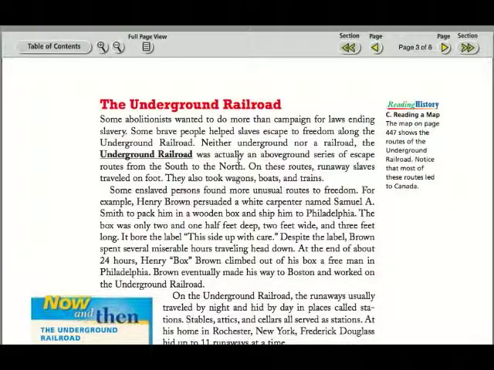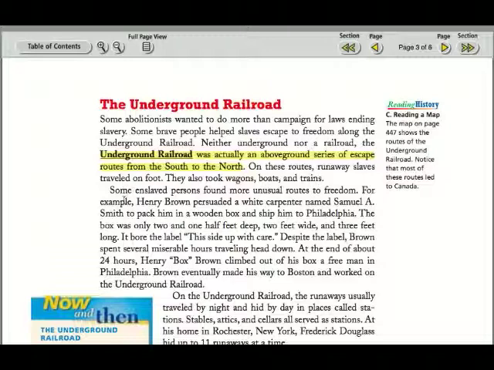The Underground Railroad. Some abolitionists wanted to do more than campaign for laws ending slavery. Some brave people helped slaves escape to freedom along the Underground Railroad. Neither underground nor railroad, the Underground Railroad was actually an above-ground series of escape routes from the south to the north. On these routes, runaway slaves traveled on foot. They also took wagons, boats, and trains.